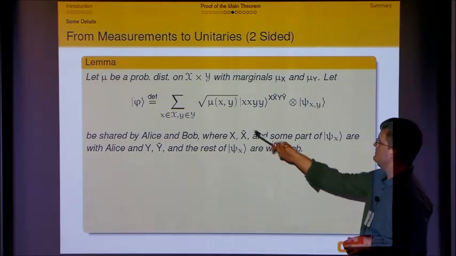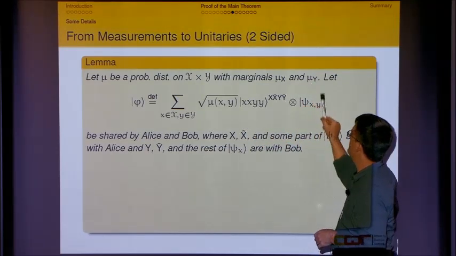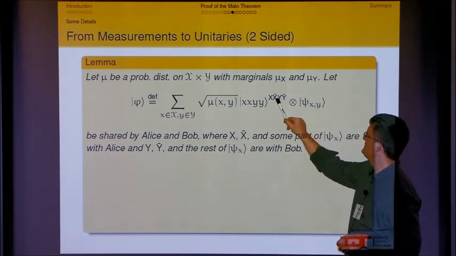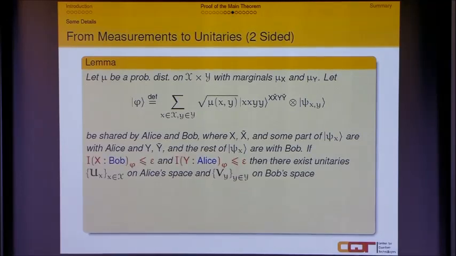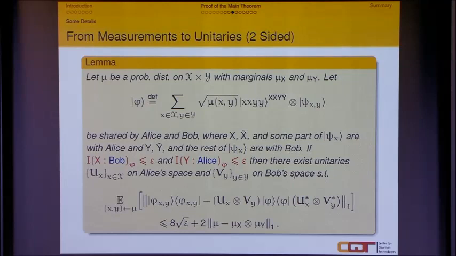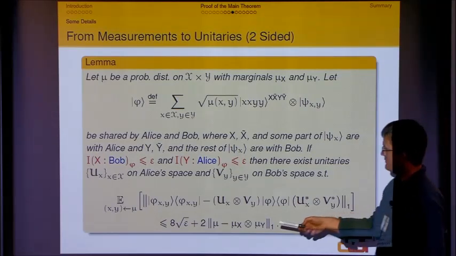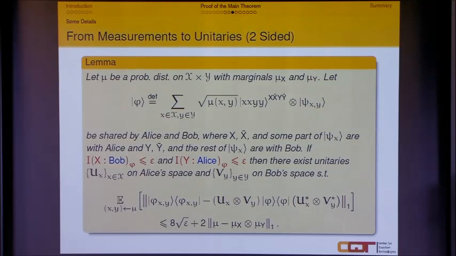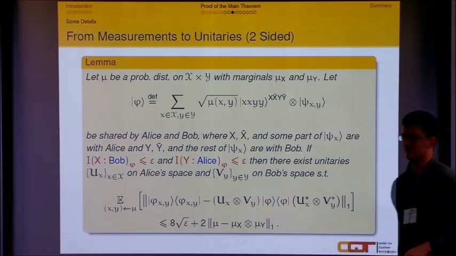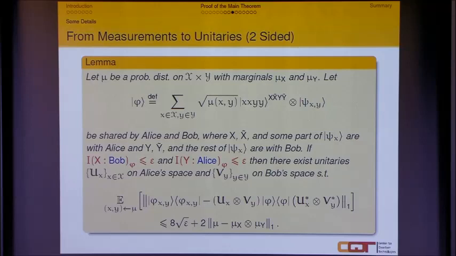So let's have a distribution mu, and we denote the marginals by mu_x and mu_y. We have this shared state again, where the x's are with Alice and the y's are with Bob, and this psi is again shared between them. If the two corresponding mutual informations are smaller than epsilon, then the unitaries that the previous lemma gives us will give us the following bound. Basically it means that for most of the questions, the trace distance between phi_xy and the state that we get if we apply both unitaries to phi is at most square root of epsilon plus some constant times the L1 distance between mu and the product of its marginals. This has been proven by Rahul, Giacomo, Krishna, and Pranavchan.